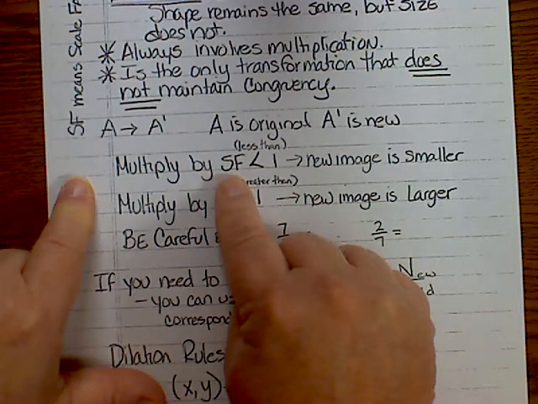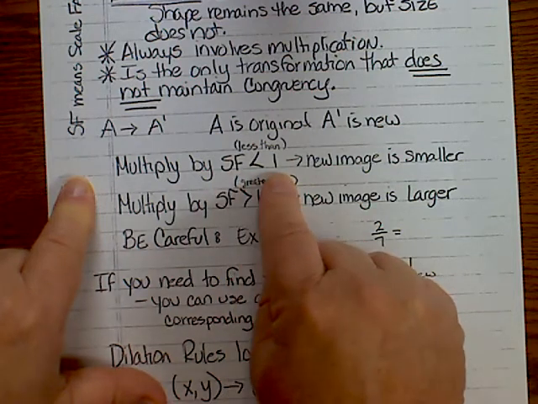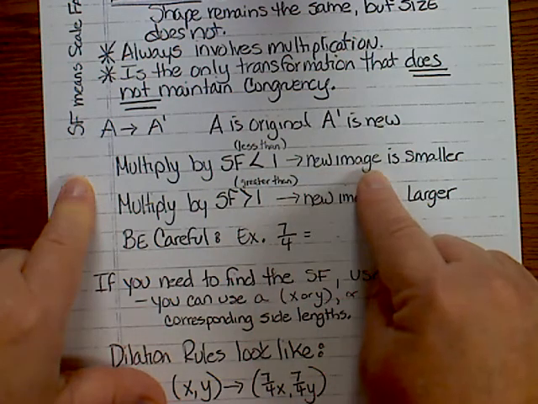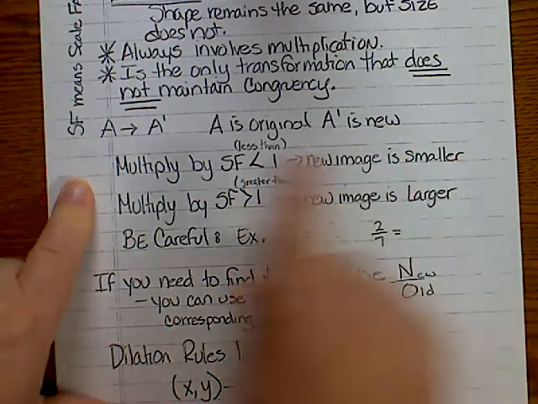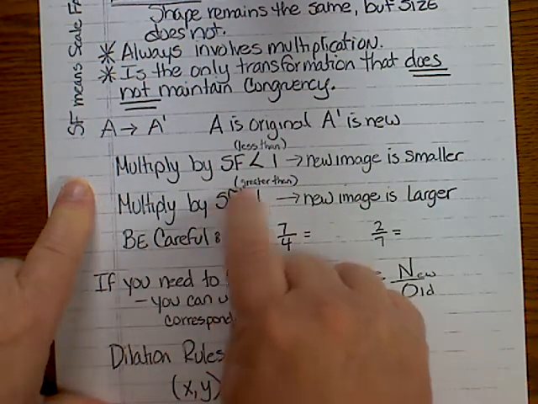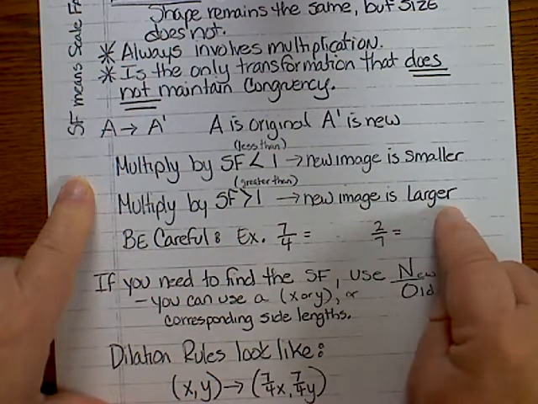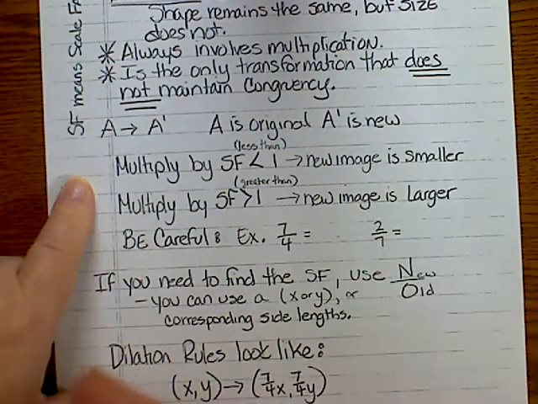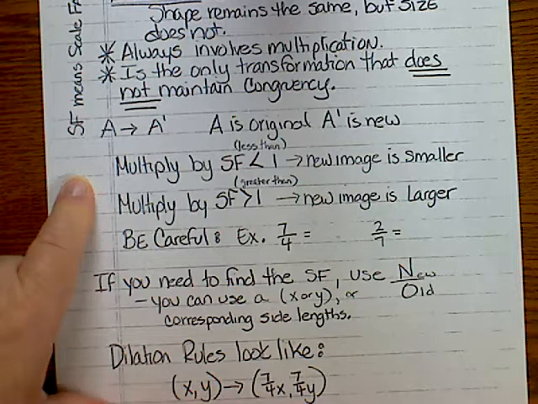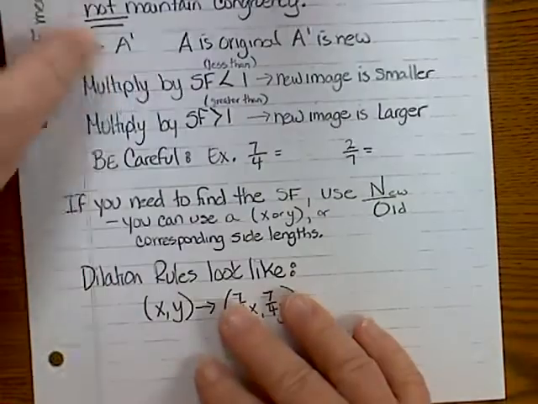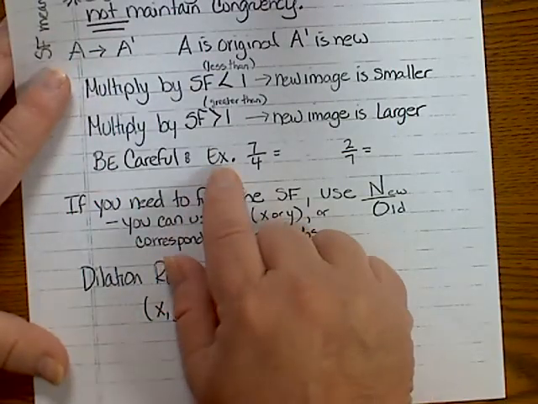Multiply by a scale factor less than 1, and the new image is smaller. Multiply by a scale factor greater than 1, and the new image is larger. Okay? What about if you multiply by 1? What happens? You're right, it stays the same. Okay? Be careful. Here's an example.